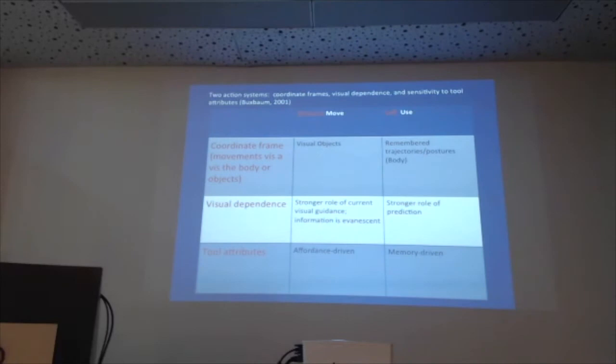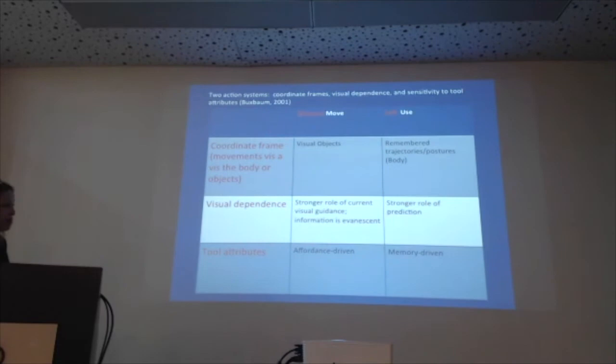We have attention to visual objects, much more focus on things in current vision, and the information is very short lasting, and the system is tuned to the affordances of the environment, whereas this use system is left lateralized, and what it acts on, what it pulls up, are remembered trajectories and postures, body-relative information. There is a much stronger role of prediction in that system, feed-forward processing. I won't have much time to talk about feed-forward versus feedback, but praxis, just to presage, seems to have a very strong prediction problem, and the aspects of tools that are attended to are memory driven.